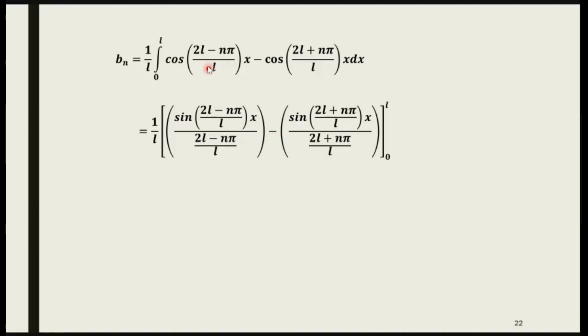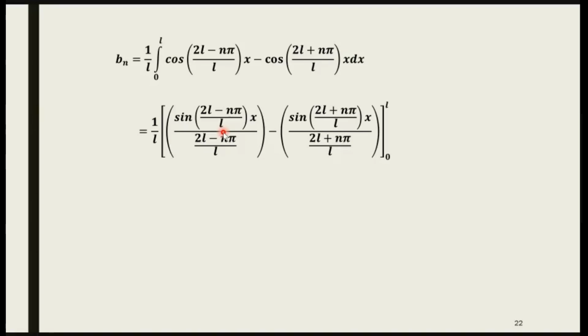Whatever the constant is, you have to write it in the denominator. Here cos of this bracket term into x. So the integration of the whole function upon the constant term, which is (2L minus n pi)/L. Similarly for sin, put x equal to L and x equal to 0. When x is equal to 0, sin 0, the whole term becomes 0. When x is equal to L, here we get sin of (2L minus n pi)/L into L. So L and L cancel.